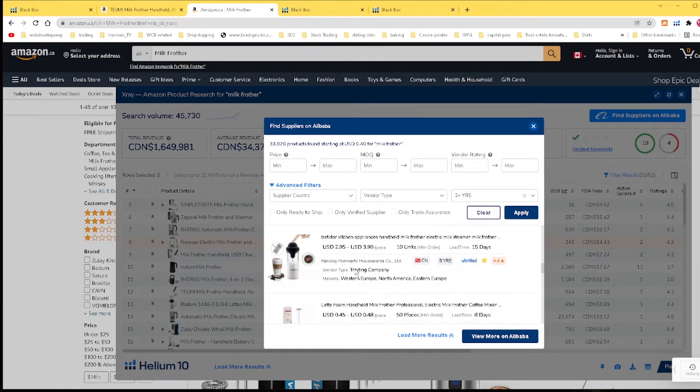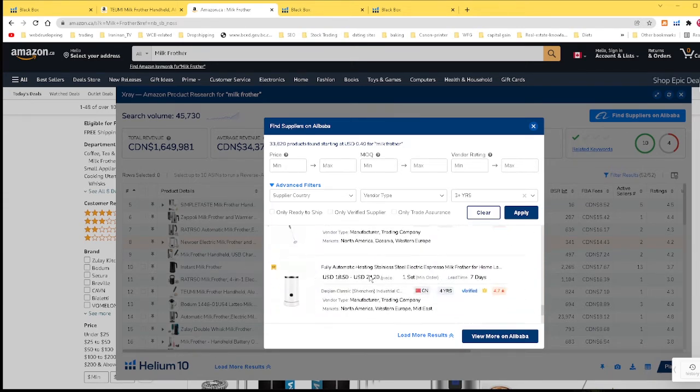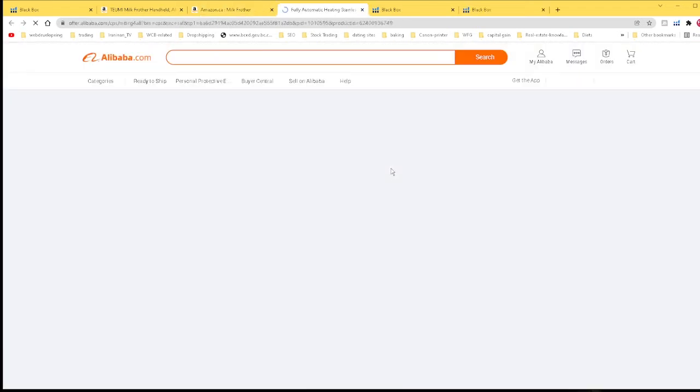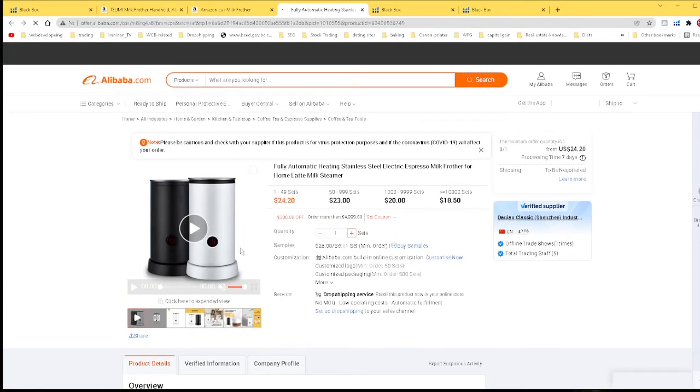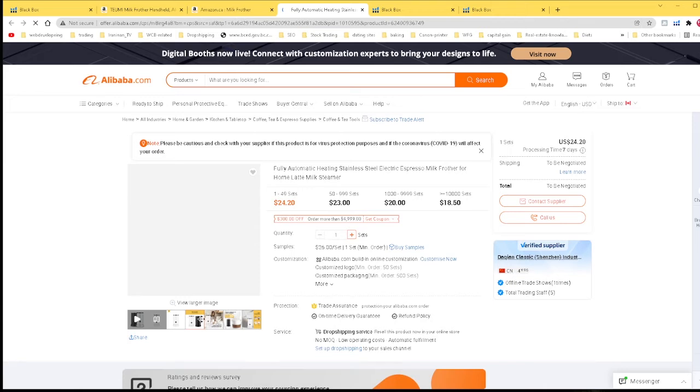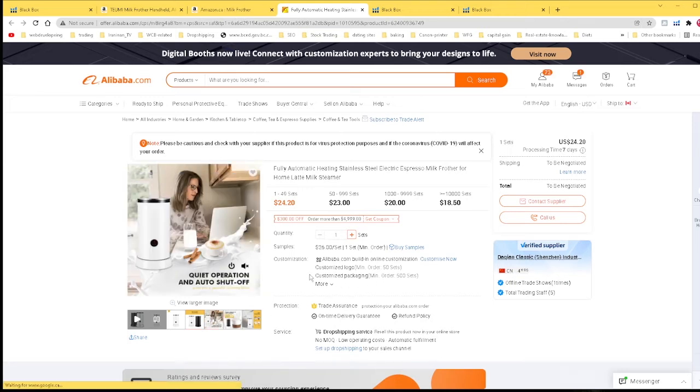So we were looking at the higher ticket. Let's see how much the higher ticket one is. Like this one is a high ticket product, and let's have a look. So that looks actually pretty cool. It seems like a decent product. They have two variations in color, which is not bad. If you order 50 to 900, you're paying $23. If you order 1 to 50, you are paying $24.